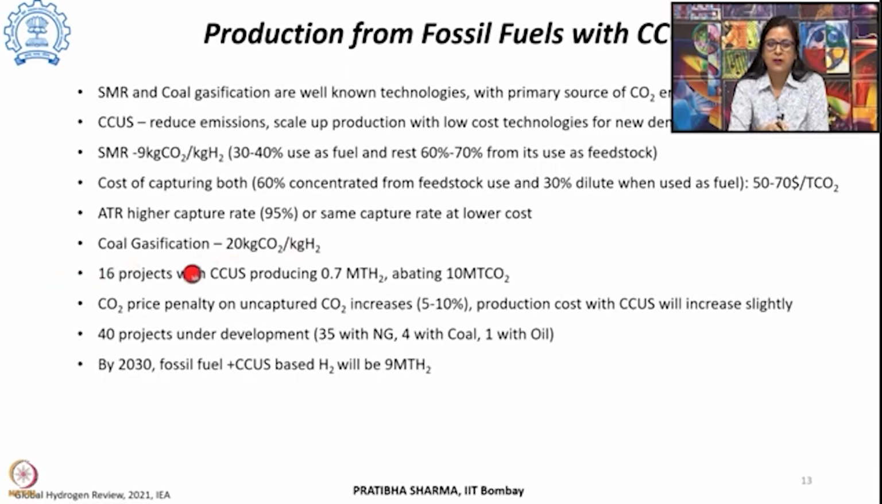In the case of coal gasification, the carbon dioxide emission is 20 kg of carbon dioxide per kg of hydrogen produced. Now, the current situation is that there are 16 projects with carbon capture, use and sequestration integrated with fossil fuel production plants, producing 0.7 million tons of hydrogen and abating 10 million tons of carbon dioxide produced in the process.